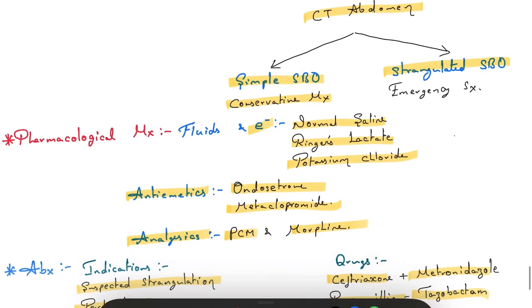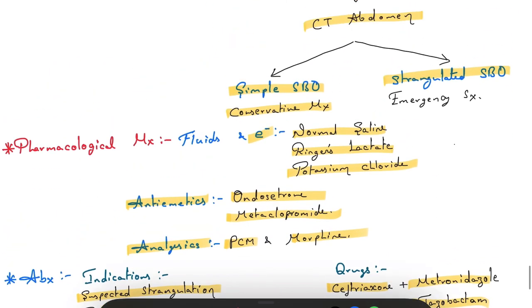Next we have to do a CT abdomen. If it is simple small bowel obstruction, we can go with conservative management. If it is strangulated, we have to go with emergency surgery. Next we can see pharmacological management. Drug therapy is supportive. Drugs don't remove the mechanical obstruction, but they relieve symptoms, prevent complications and treat infection when present.